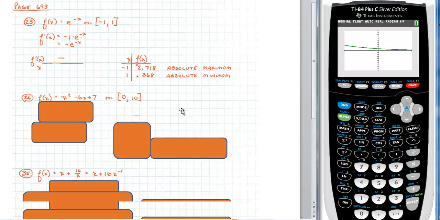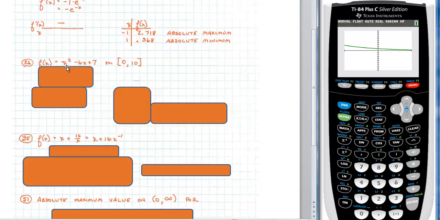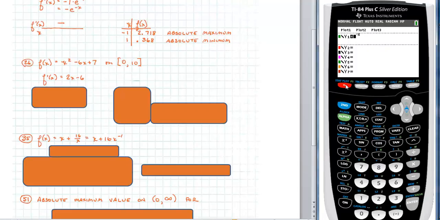All right, let's look at the next problem. I'll move it up some. f of x equals x squared minus 6x plus 7 on the interval 0 to 10. Go get my derivative, which would be f prime of x equals 2x minus 6. And if we graph that, you should notice if I set that equal to 0, I should come up with an x value of 3. We'll see if this works in my calculator. You can do your zero if you want, but that is 3.